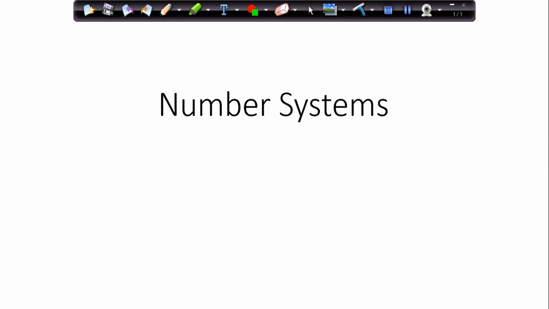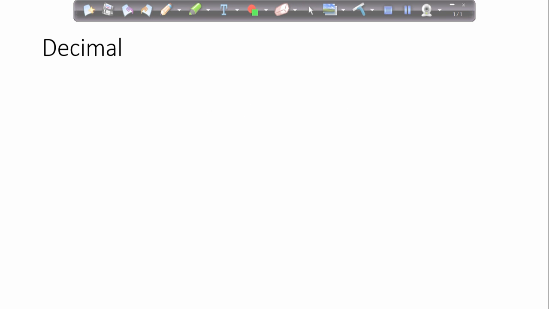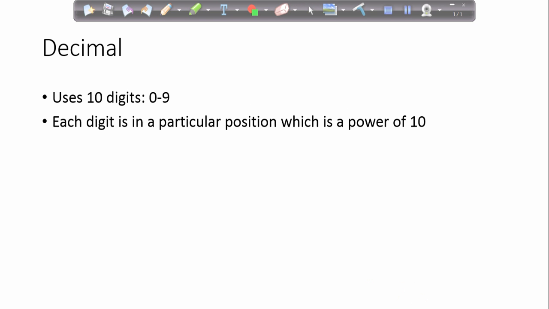We're looking at number systems today, and the first number system we're going to look at is really a review. It's the decimal number system. It uses 10 digits, 0 through 9. Each digit will be put in a specific position, which is a power of 10. We've often called that the ones position, the tens position, the hundreds position, and so on.